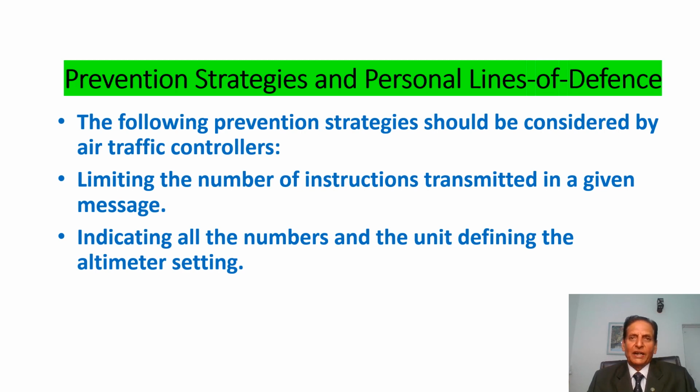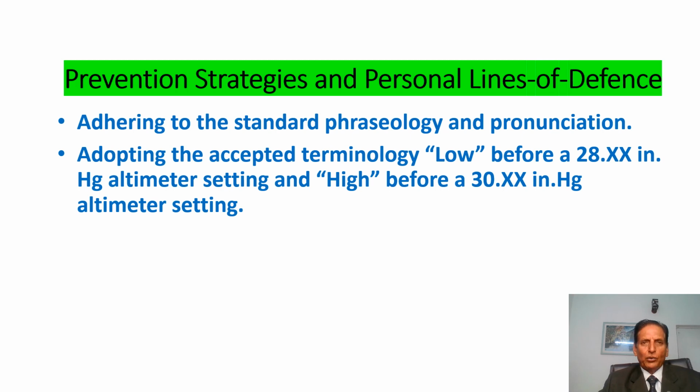The following prevention strategies should be considered by air traffic controllers. Limiting the number of instructions transmitted in a given message, indicating all the numbers and the unit, defining the altimeter setting. Adhering to the standard phraseology and pronunciation. Adopting the accepted terminology, low before a 28 point something inches altimeter setting and high before a 30 point something inches altimeter setting.